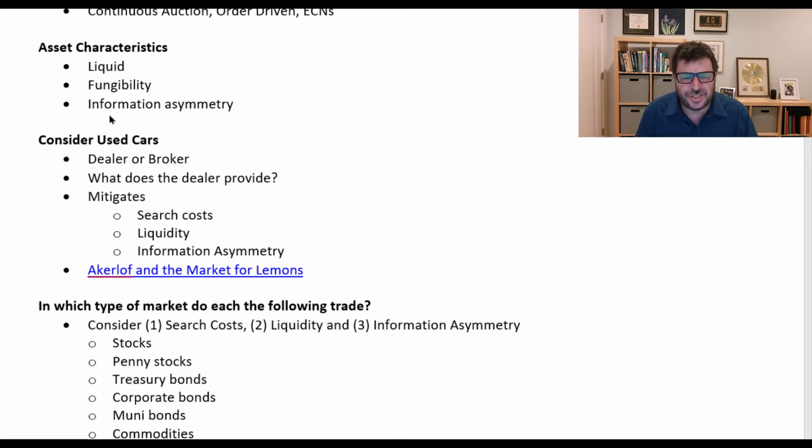There could be information asymmetry in stocks, meaning that you know more about Apple stock than I do, but that's my fault, right? I could look it up as well. And so generally information asymmetry refers not to an absolute difference in information between the buyer and the seller, but a difference in information that can't be solved without using one of these market mechanisms.